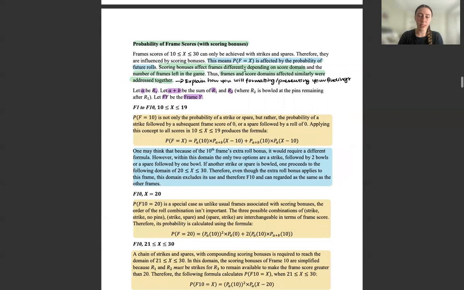Moving down here, it can be helpful to include sentences like this: thus frames and score domains affected similarly were addressed together. It's almost like a meta discussion of your IA, saying this is how I'm going to be organizing my IA, just so that you're prepared for it and can follow easily.